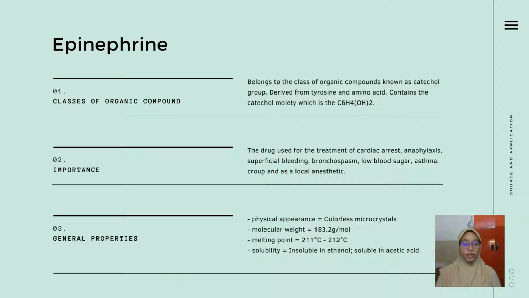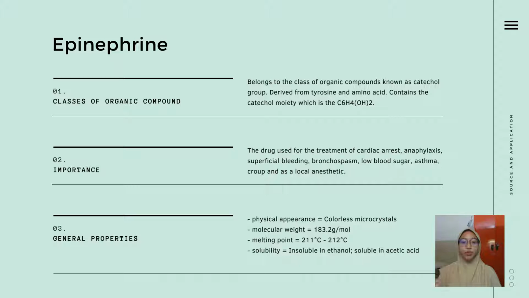As a medication, it is used to treat several conditions, including cardiac arrest, anaphylaxis, superficial bleeding, bronchospasm, low blood sugar, asthma, croup, and as a local anesthetic. It is given intravenously, by injection into a muscle, by inhalation, or by injection just under the skin.